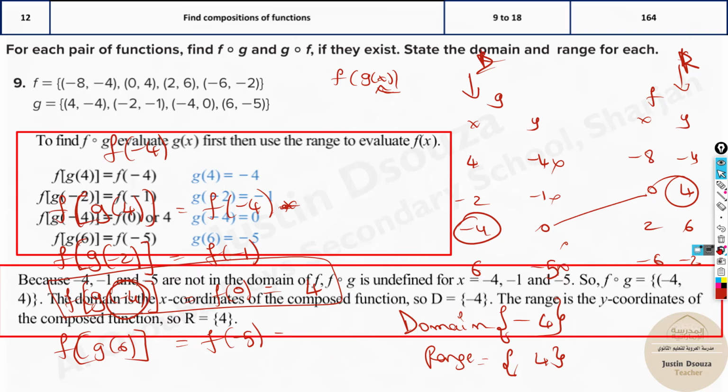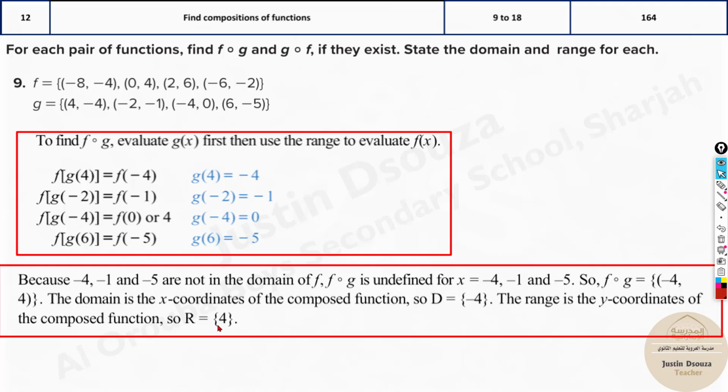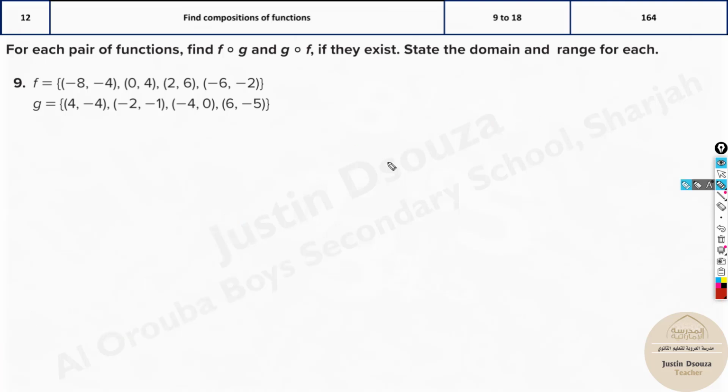You can see over here, the domain was minus 4, range is 4. Only for one value, that is g of minus 4, the answer was f of 0 and we got 4. The table one, it's easier to understand. Let's do the table again.